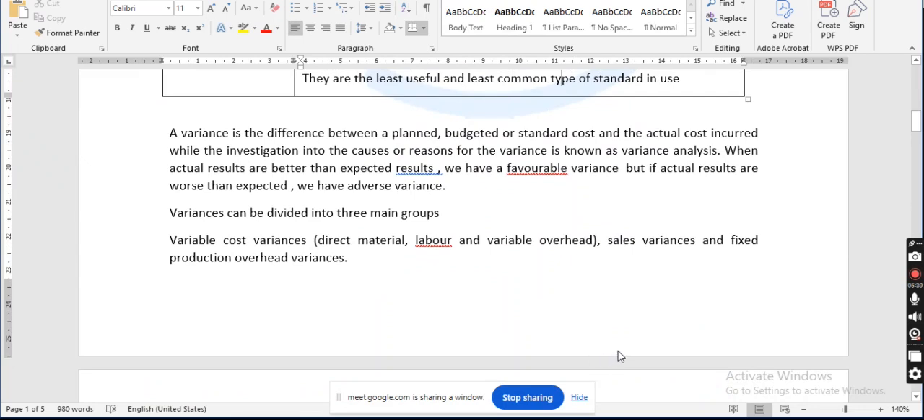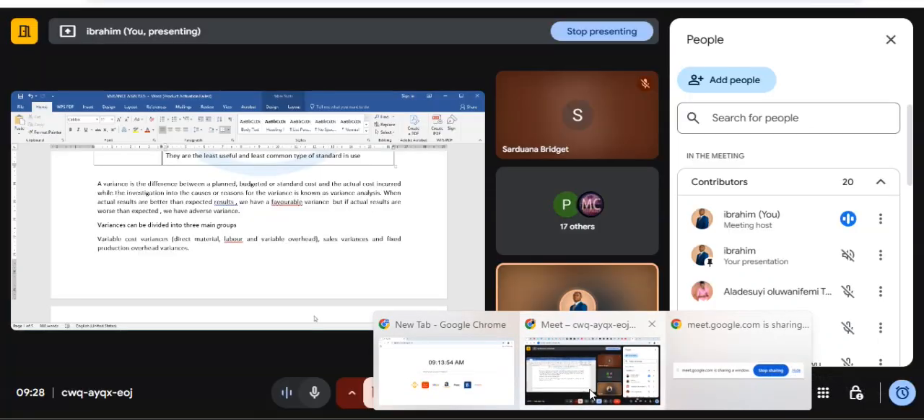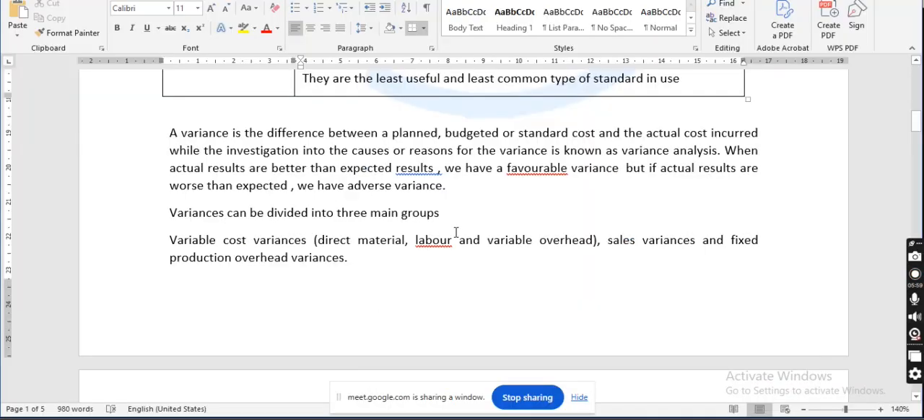Variance is the difference between either the budgeted or the standard cost and the actual cost involved, right? And this variance could be favorable or adverse. Say you set the standard that you want to achieve 250,000 units, and you want to work for 20,000 hours. At the end, you end up working for 10,000 hours, which is below the standard. You say this is an adverse or unfavorable variance.